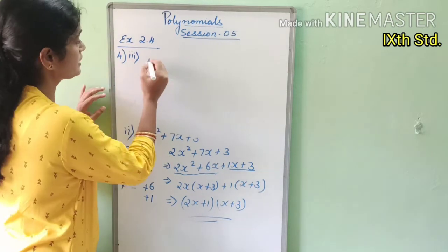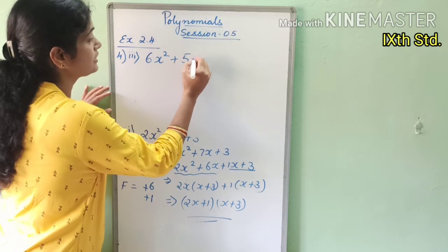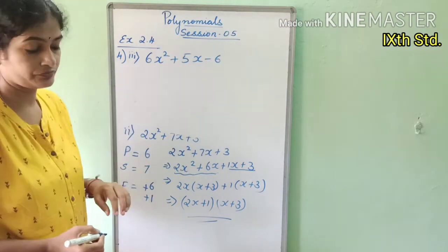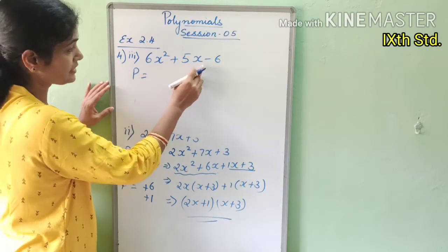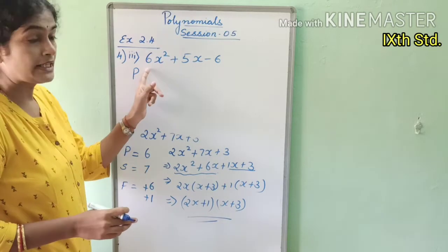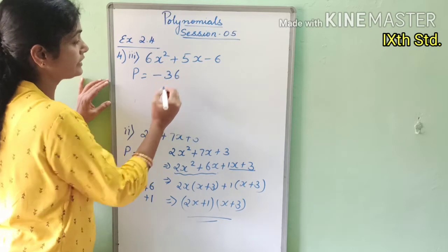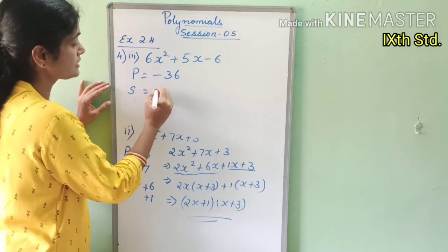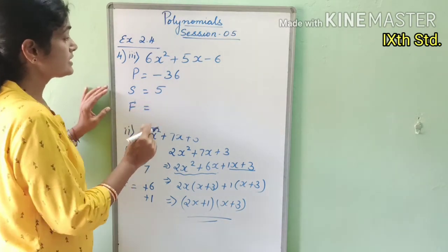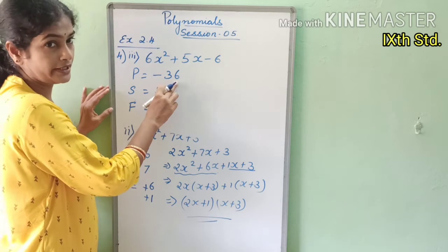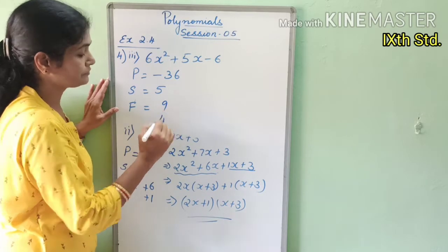The third bit of it is 6x square plus 5x minus 6. So what is the product? 6 into minus 6 is minus 36. The sum is positive 5. You have to find the factors such that the product is minus 36 and the sum is 5. So it will be 9 and 4.